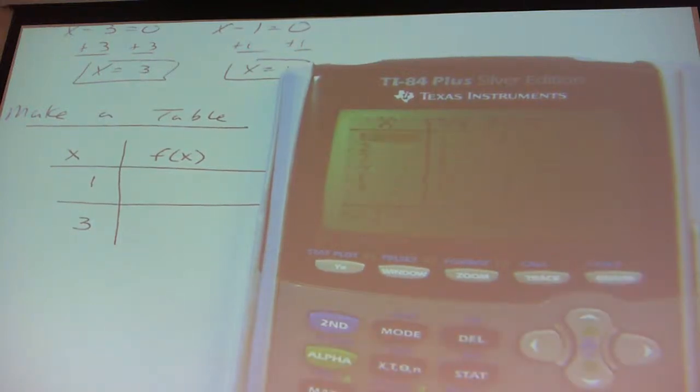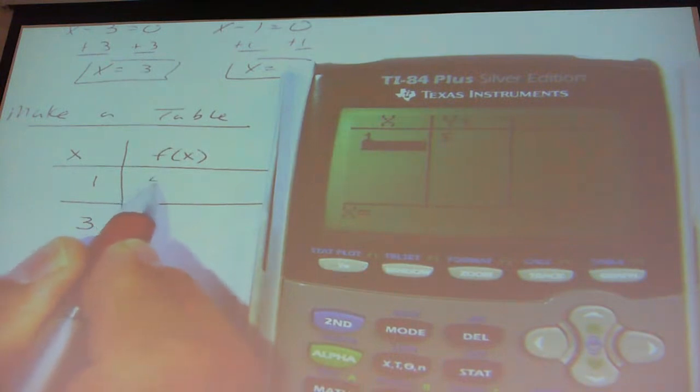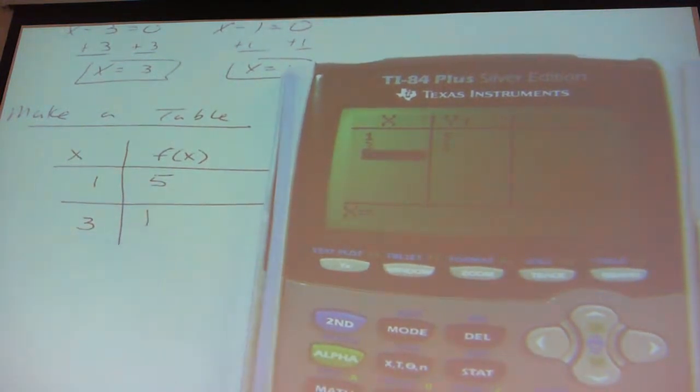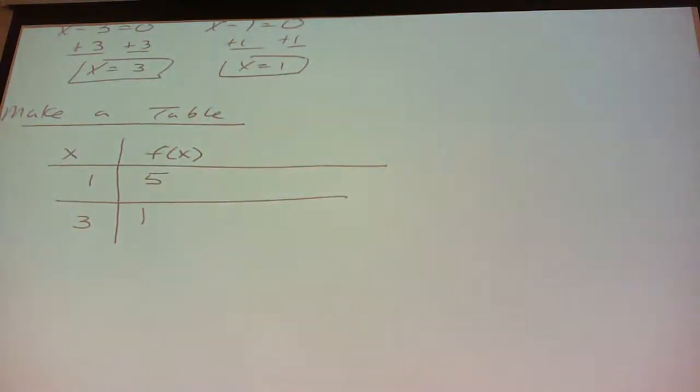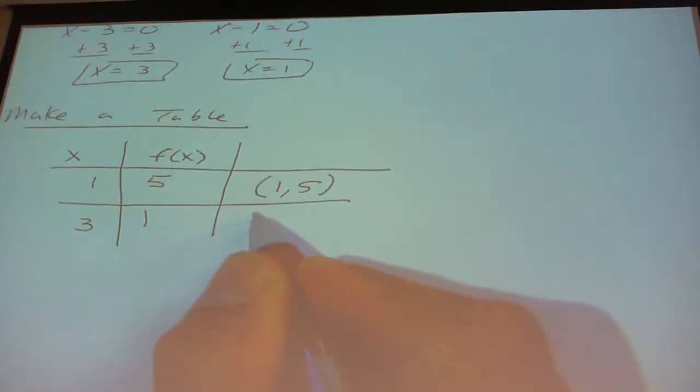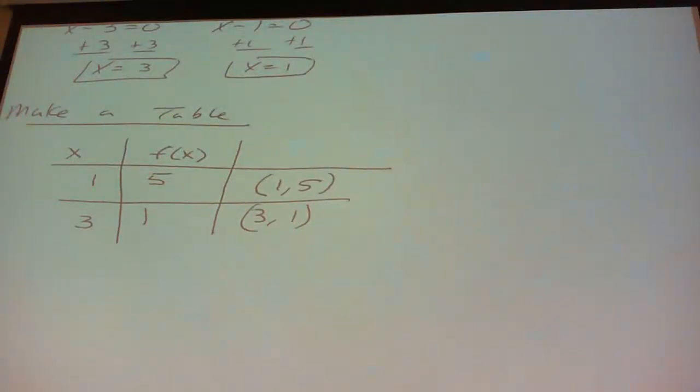I go to the table. I plug in 1. I get a result of 5. I plug in 3. I get a result of 1. What is that telling me? That's telling me where I need to go look. I need to go look at 1, 5, and I need to go look at 3, 1. Are we okay?